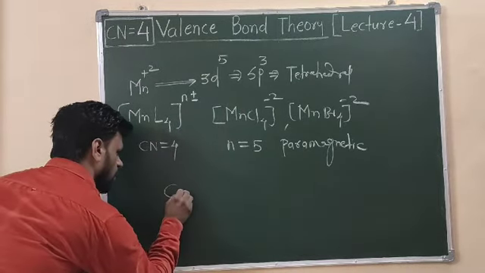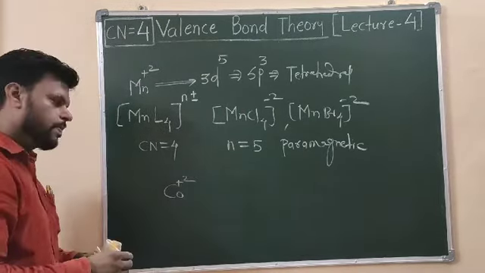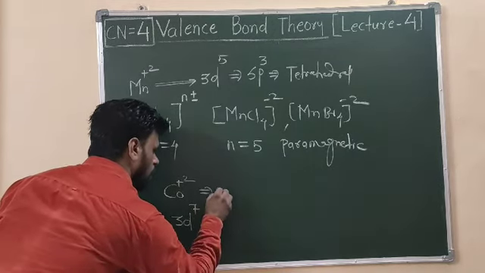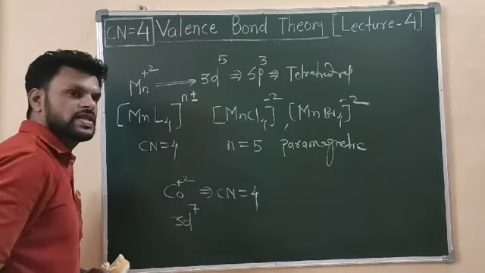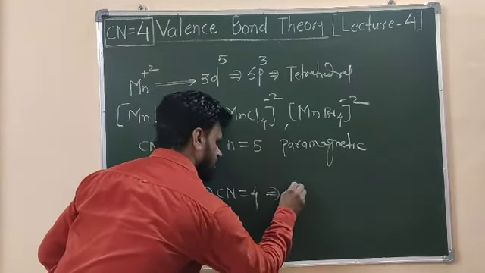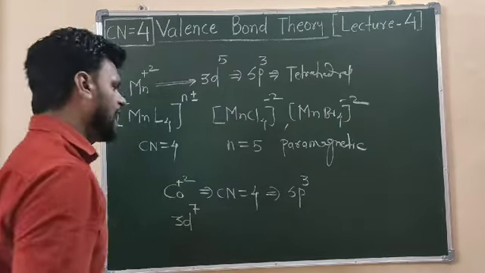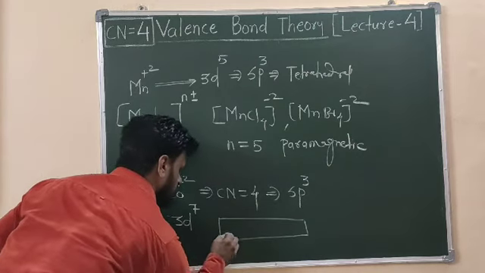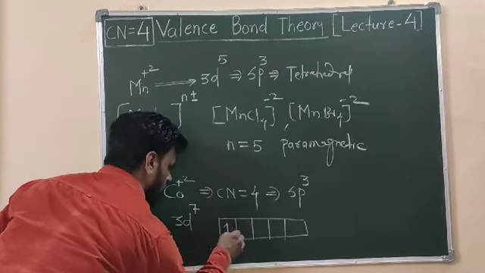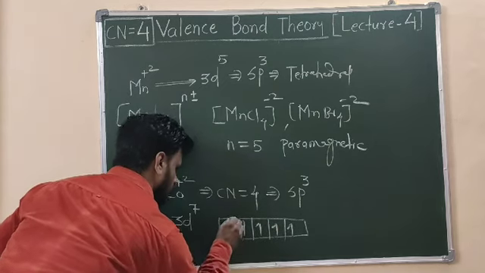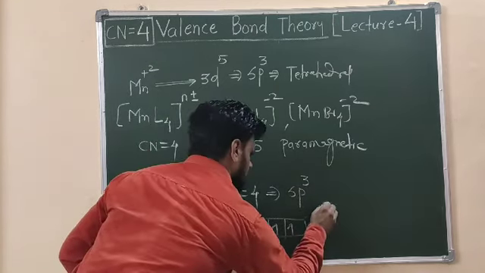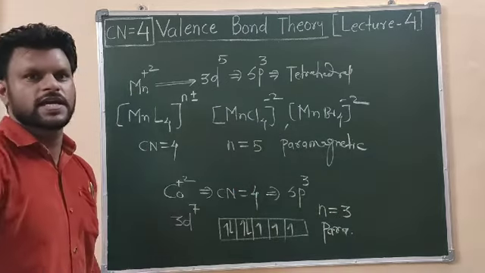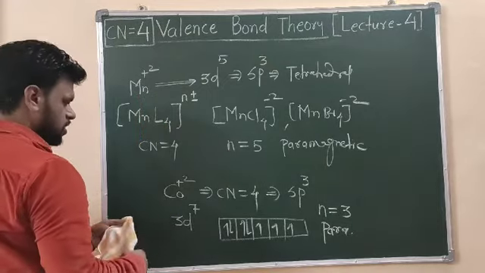Furthermore, now I can take a cobalt plus 2 ion. Remember, cobalt plus 2 is nothing but a 3d7 system. And when we have coordination number 4 with a weak field ligand, it also exhibits sp3 hybridization. If I take the value of n, we have 7 electrons, so 1, 2, 3, 4, 5 and 6 and 7, and n is equal to 3 in the complex, and the complex has paramagnetic nature. So that is cobalt plus 2.